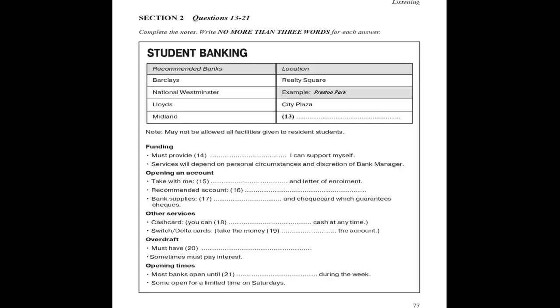Right. There's Barclays in Realty Square, National Westminster in Preston Park, Lloyd's in City Plaza and Midland in Hope Street. All these banks offer special student accounts. However, it's important to note that as an international student, you'll not necessarily be eligible for all the facilities offered to resident students. As an international student, you will need to provide evidence that you can fund yourself for however long your course lasts.